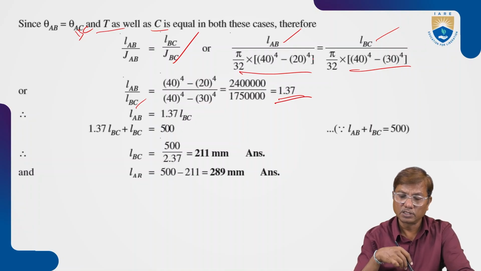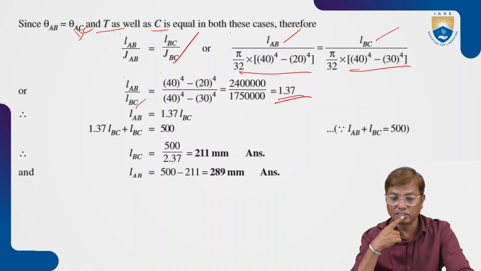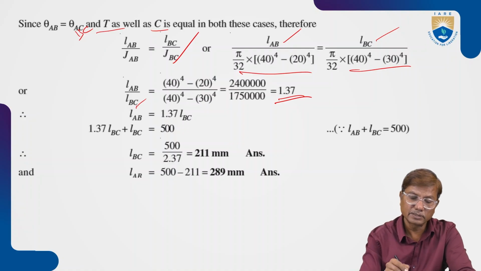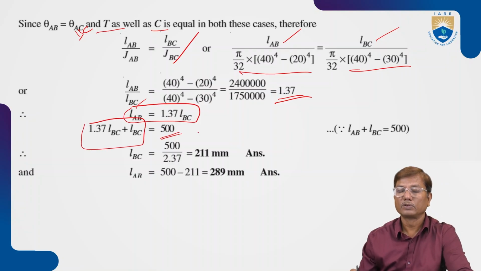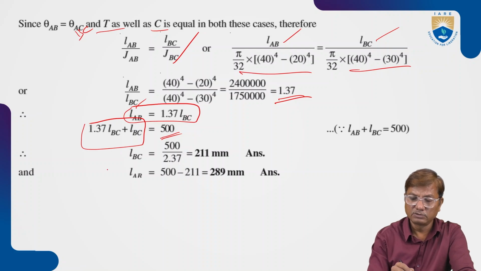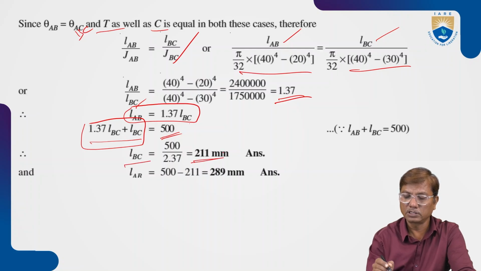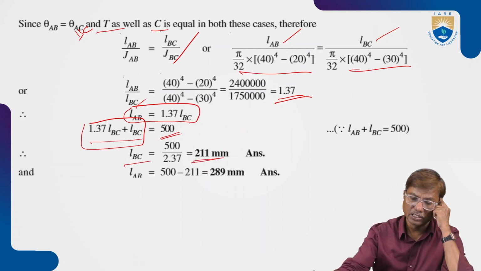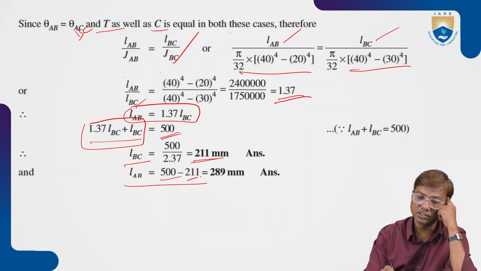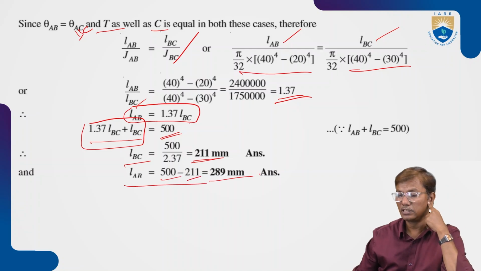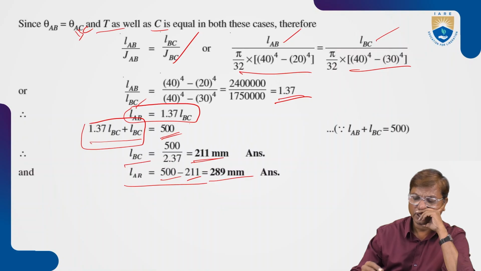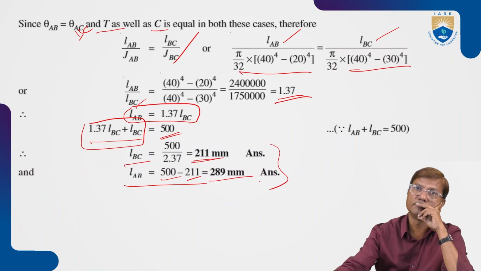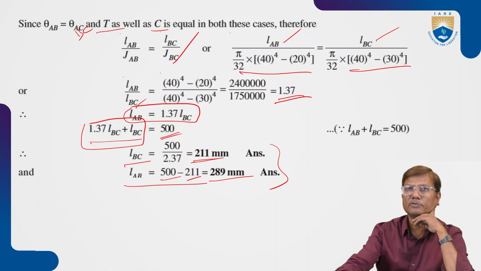JAB and JBC are known values only. So you will get the ratio of LAB by LBC. Also you know that LAB plus LBC equal to 500. So replacing LAB by 1.37 LBC, we will get LBC equal to 211 millimeters, and therefore LAB equal to 500 minus 211, that is 289 millimeters. That's how we'll find the lengths of the portions AB and BC using the given conditions.